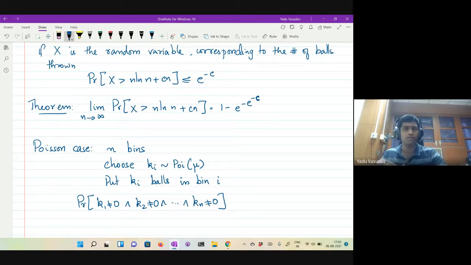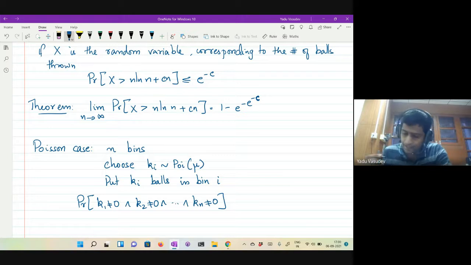So this is the Poisson version of that same problem, right? In the balls and bins version, you're throwing these balls into the bins and you want to know the probability that every bin contains at least one ball. So here what you do, you take a bin and you choose a number based on the Poisson distribution and put so many balls into that bin. What is the probability that none of these k_i's is equal to 0?